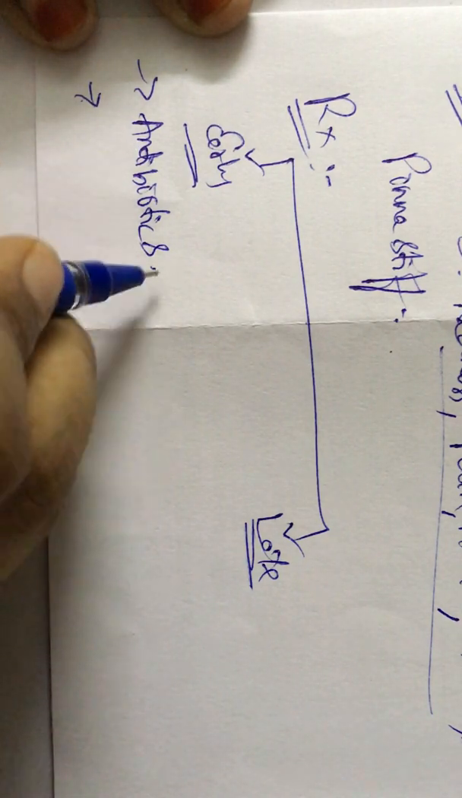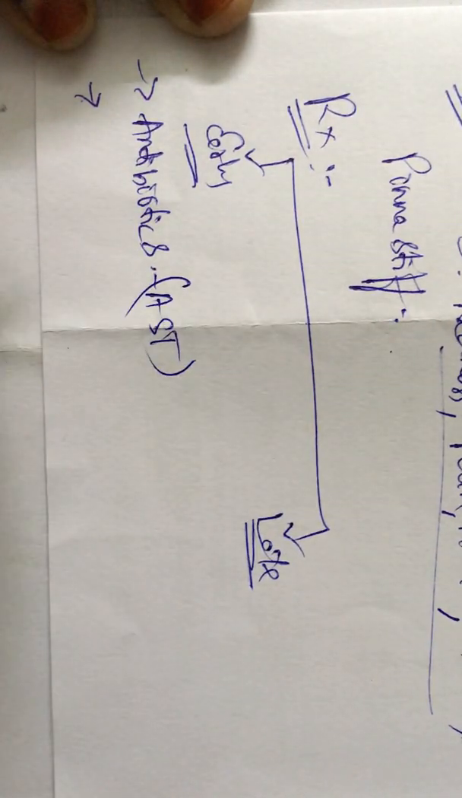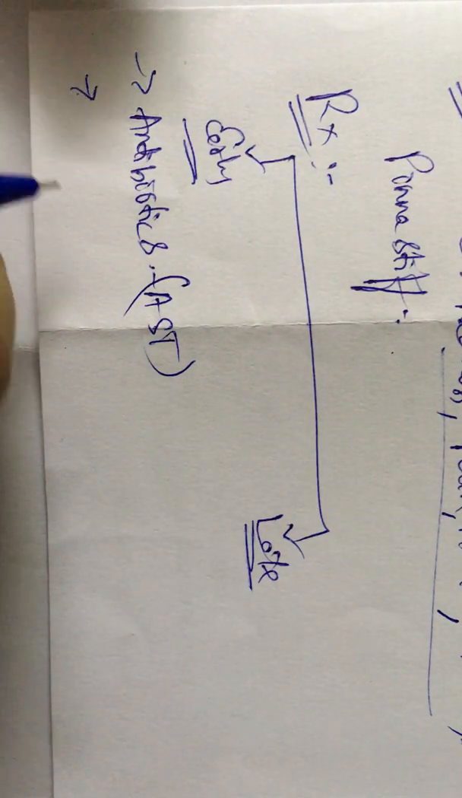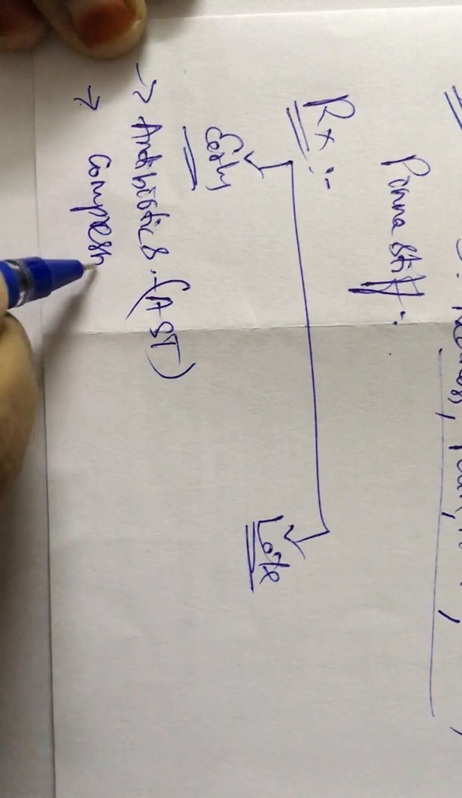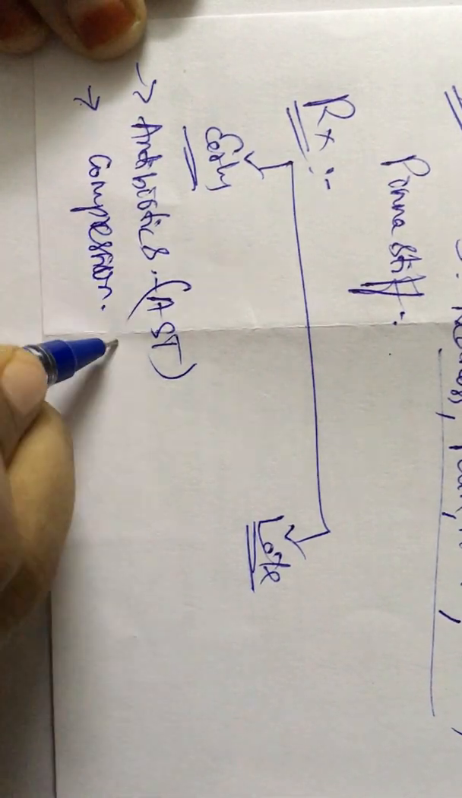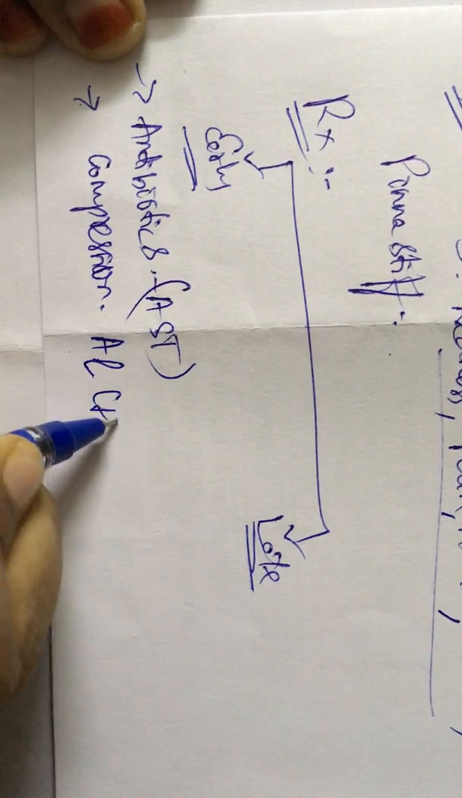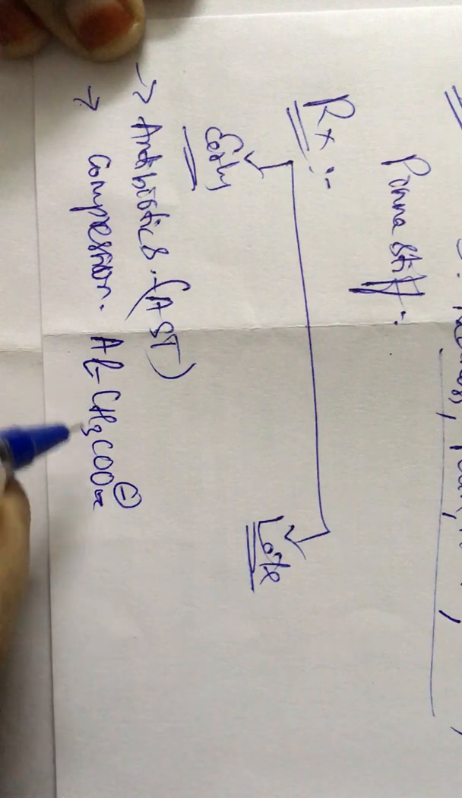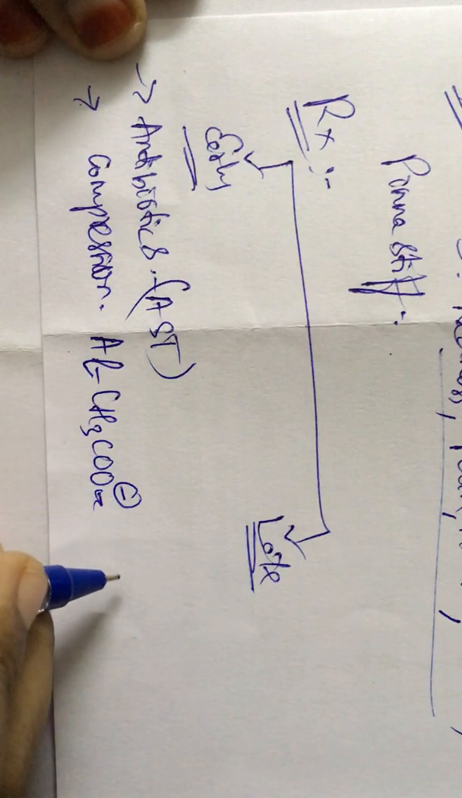But after the culture and sensitivity report, that is antibiotic sensitivity testing, we would change the empirical antibiotics into targeted antibiotics. Followed by which we also give them a compression in order to alleviate pain. A compression of aluminum acetate, okay? Aluminum acetate compressions are supposed to be given. So that's how we treat early cases.